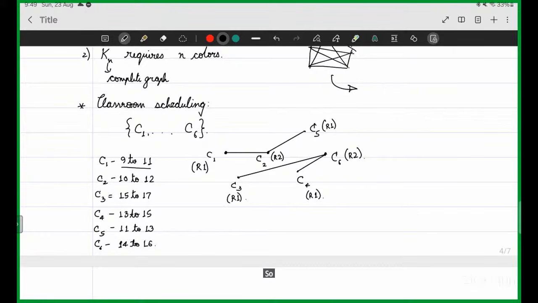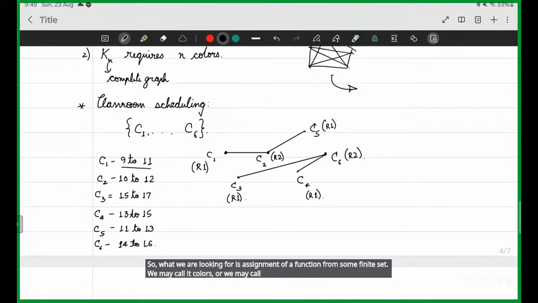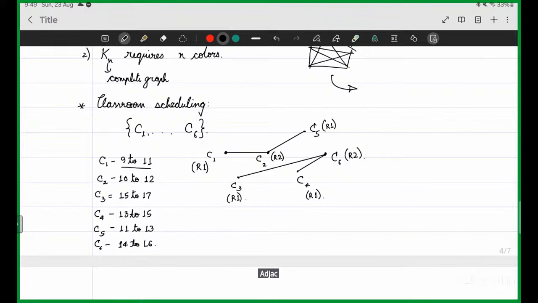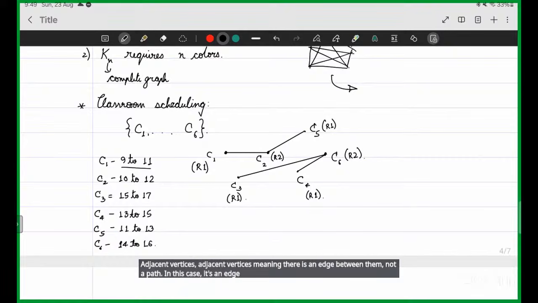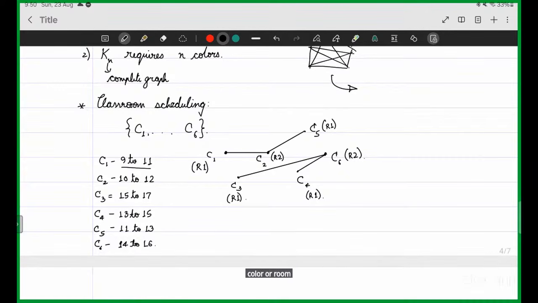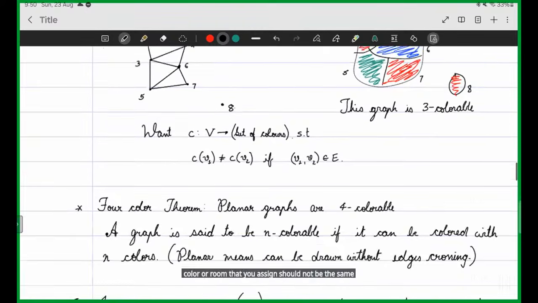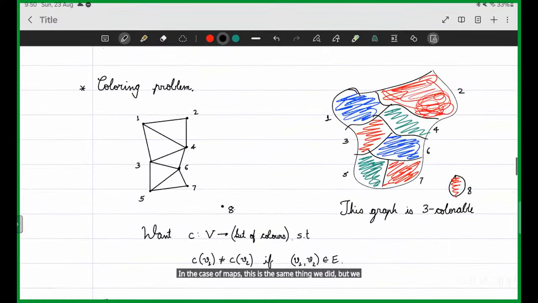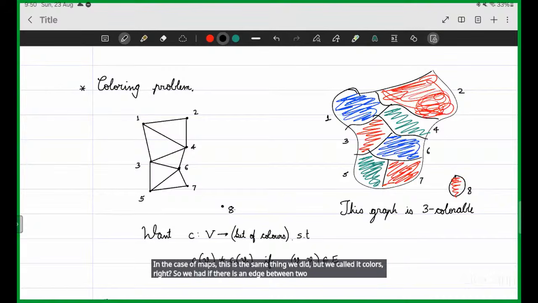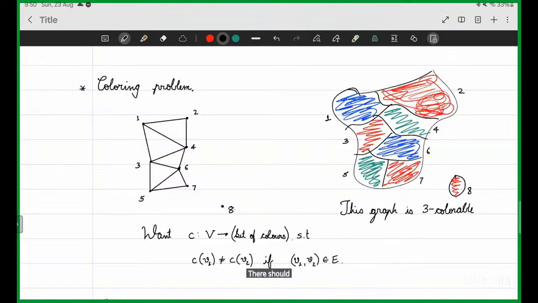So what we are looking for is assignment of a function from some finite set. We may call it colors or we may call it rooms. But what we are avoiding is the same assignment for adjacent vertices. Adjacent vertices meaning there is an edge between them, not a path. In this case, it's an edge. If there is an edge between two vertices, then the color or room that you assign should not be the same. In the case of maps, this is the same thing we did, but we called it colors, right? So if there is an edge between two vertices, then the same color should not be given to them, right?